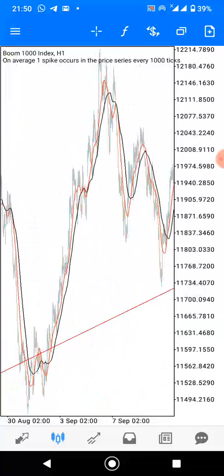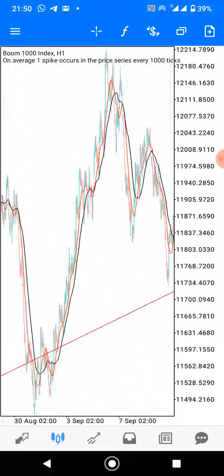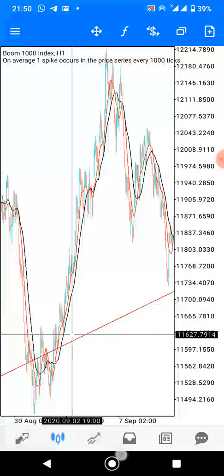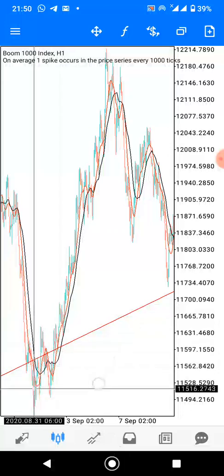Although most people don't like crossover strategy, it is just when there's a cross, they enter the trade.